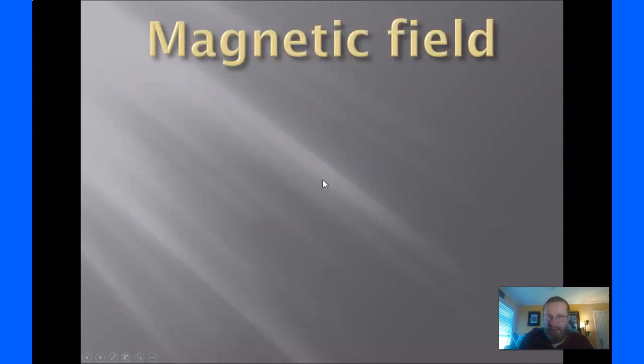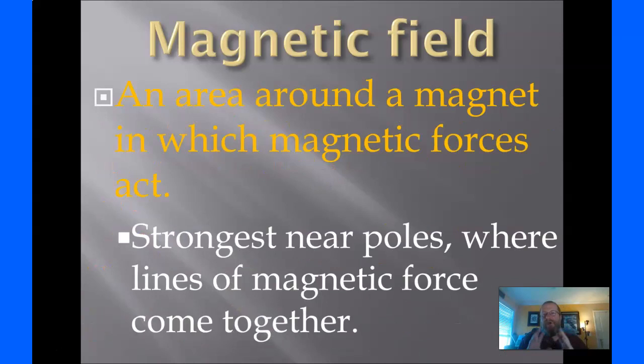A magnetic field is the area around a magnet in which the magnetic force acts. Strongest near the poles, where the lines of magnetic force come together. Weakest the further away you get from the magnet. Strongest at the two poles.